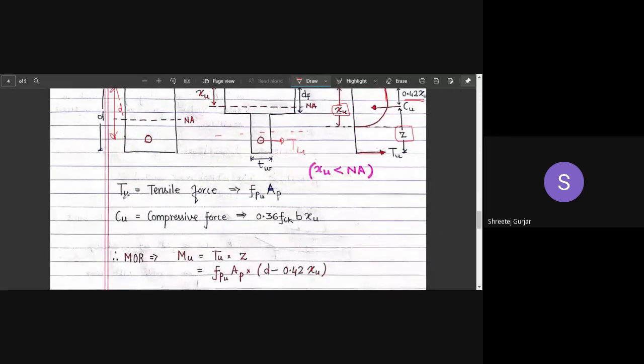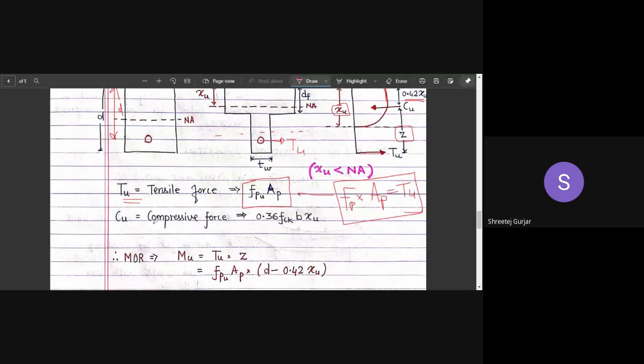So tensile force, I have told you, is denoted by FPU into AP. FPU is the ultimate stress in steel, into the area of steel. Stress into area will give you force, right? So that is what is written over here.